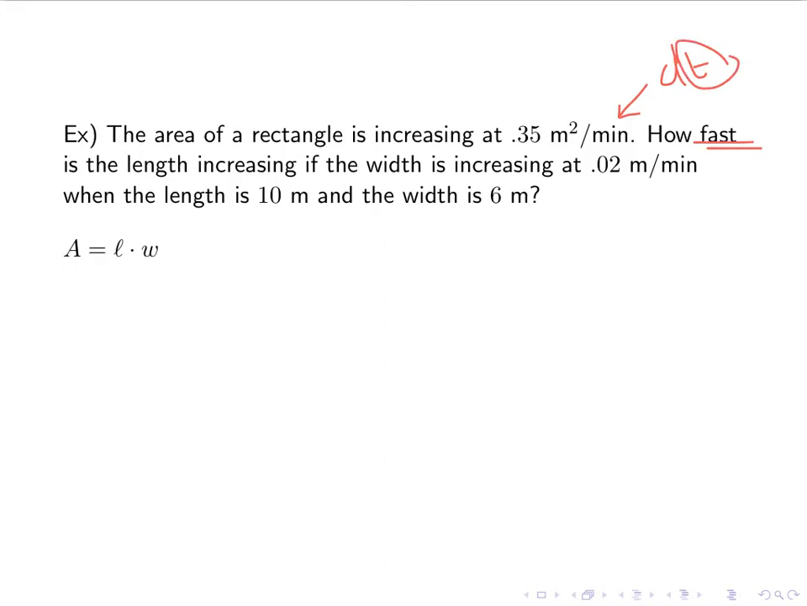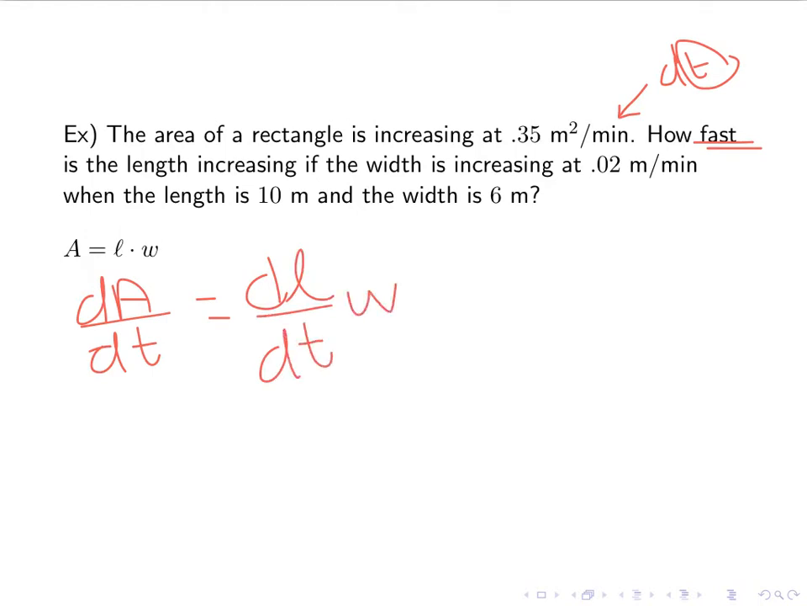So I'm going to differentiate A equals L times w with respect to t. So the derivative of A is dA/dt. L times w, it's a product. I need the product rule. So the derivative of L is dL/dt times the other function, which is w, plus the derivative of w, dw/dt, times the other variable, which is L.